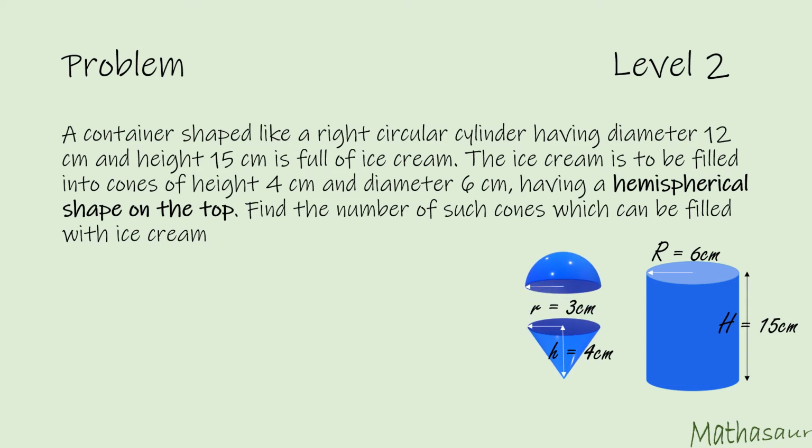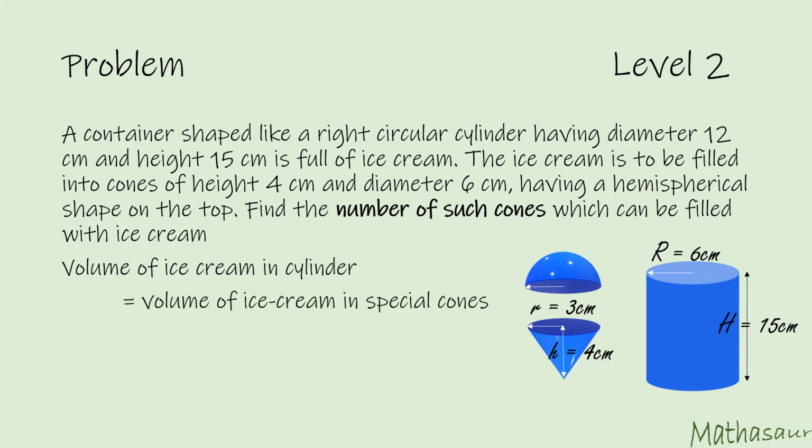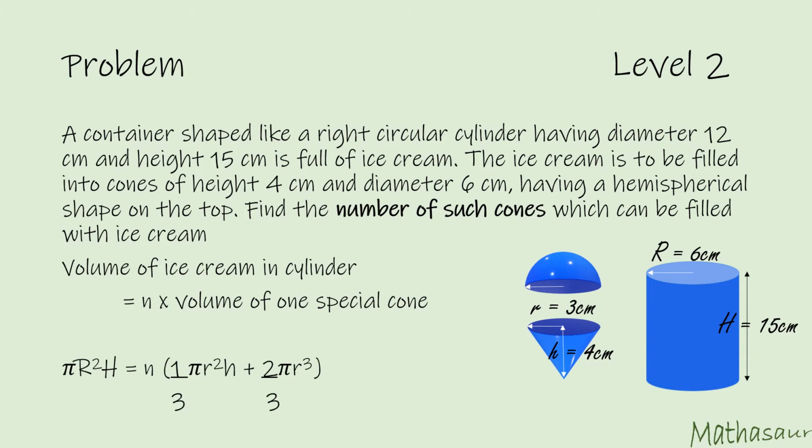The radius of this hemisphere would also be 3 cm. Now we must note that the volume of ice cream is going to stay the same. So the volume of ice cream in the cylinder would be equal to the volume of ice cream in the special cones. We could also write that as n times the volume of one special cone, where n is the number of special cones. Let us substitute the formulae.